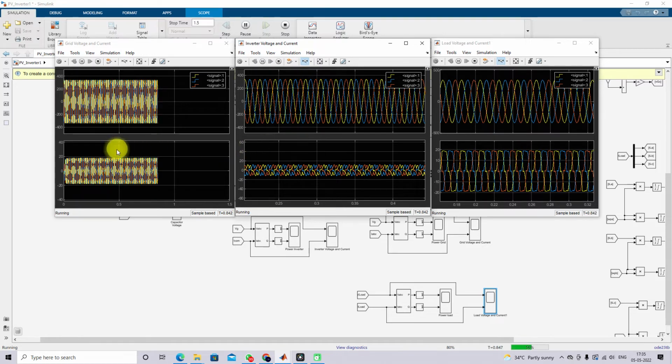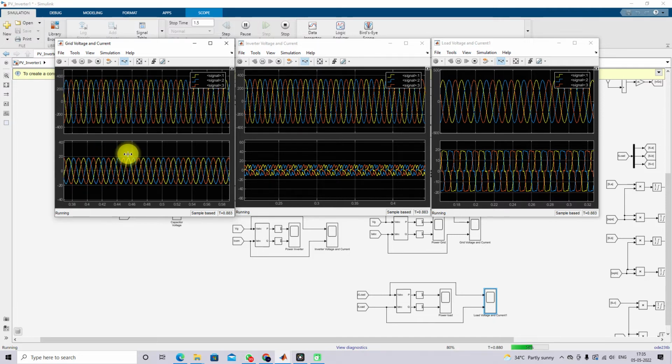That means, now I'm going to zoom in on the source current, that means the grid current. Here you can see that the grid current is sinusoidal, right? The harmonic problem arises because of the nonlinear load, which we mitigated by means of the voltage source converter, right? Now the voltage source converter acts like a harmonic mitigator. We can call it an active power filter, right?